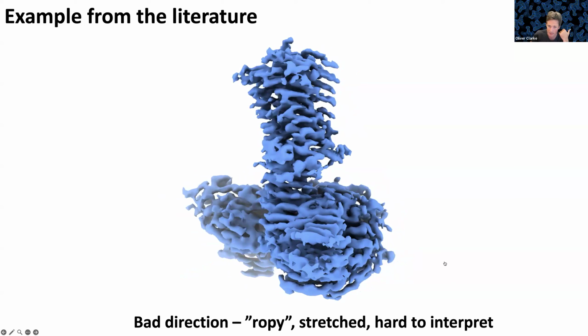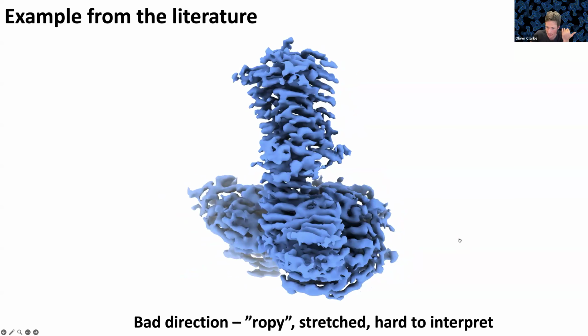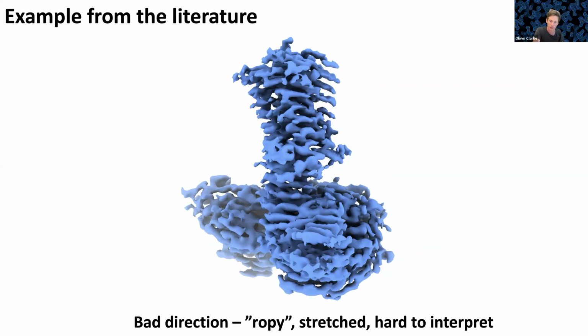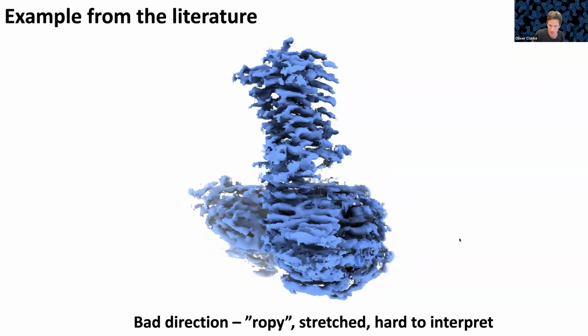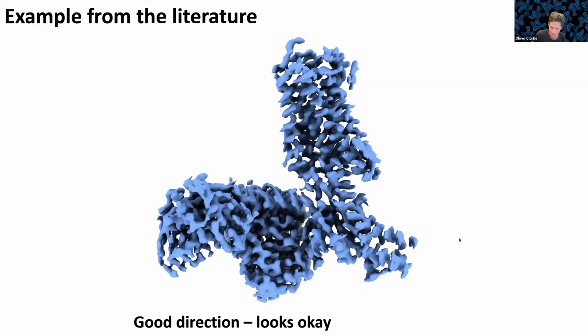But if you just look at the global resolution, this is going to come out at 2 point something, high twos maybe. So if you just report the global resolution and a picture of the map in that direction, that's not going to be very informative for the user who's trying to understand: what's the data? What does the data look like? What's the basis for this atomic model?